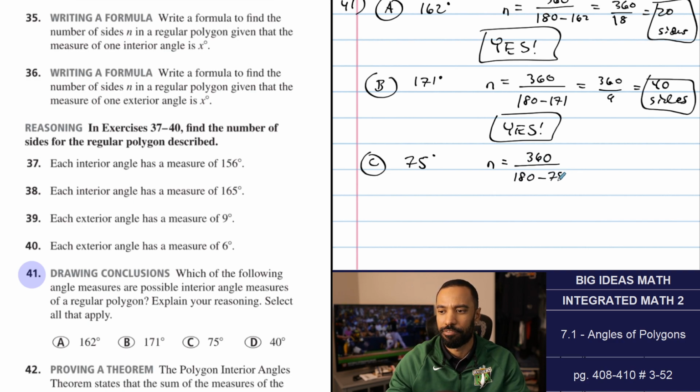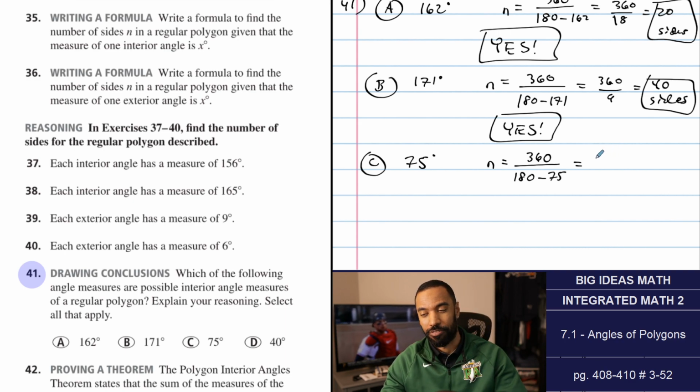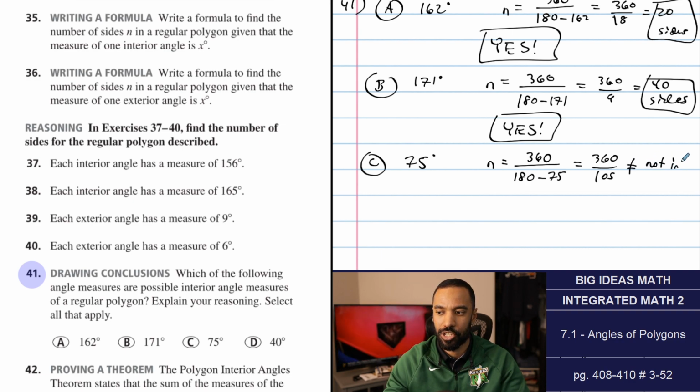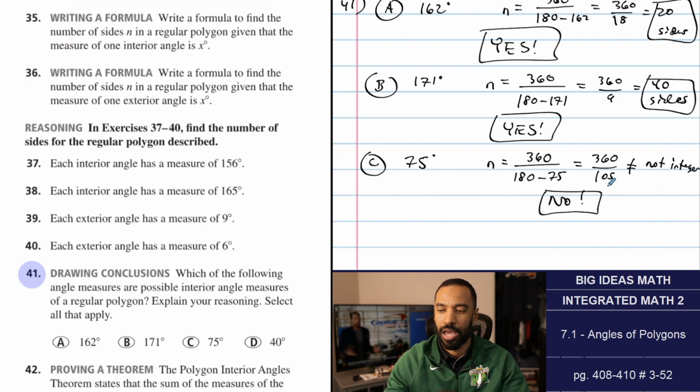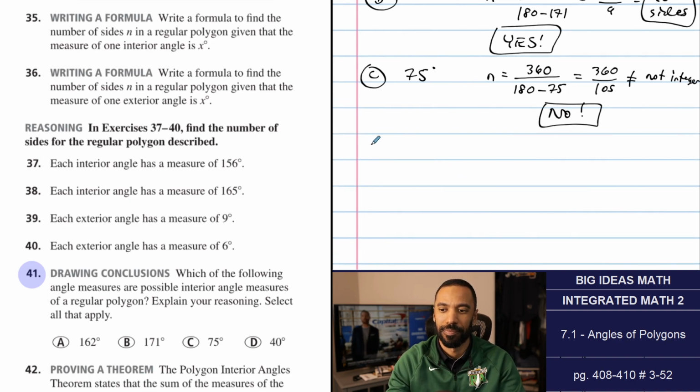180 minus 75 is 105 degrees. I know that a pentagon's is 108. I know that a square is 90, as far as regular ones go. There is no 105. 360 over 105 is not an integer. So no. I don't care what it is, it's 3 point something. It's not an integer.